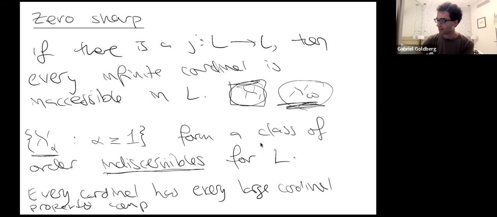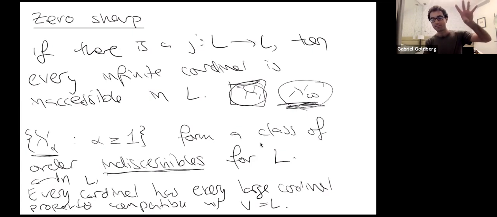Compatible with V is equal to L. In L, these kinds of statements are a little hard to parse. What I mean is, if you take a cardinal in V, like aleph omega, then it will appear in L that this cardinal is some ordinal, and L contains all the ordinals, so it can look at this ordinal. This ordinal will appear to have any large cardinal property you can imagine that doesn't go beyond L.